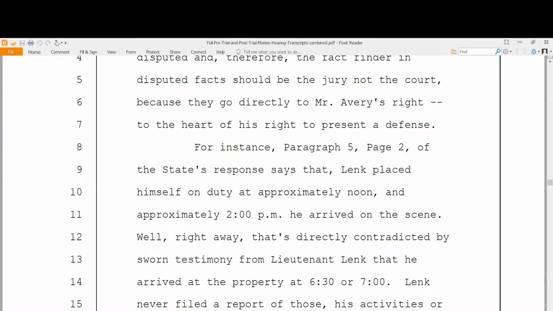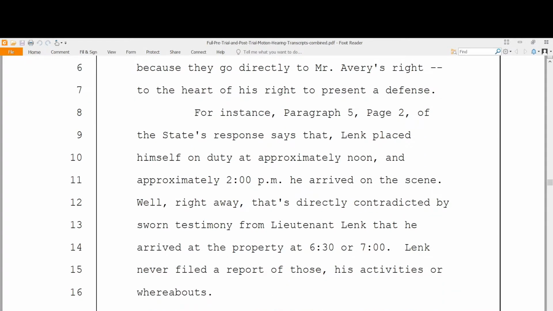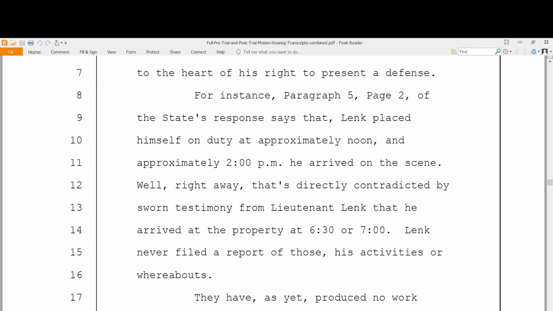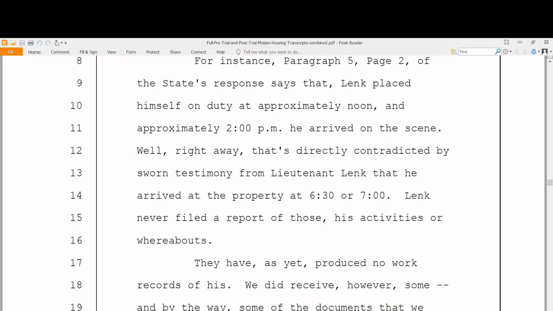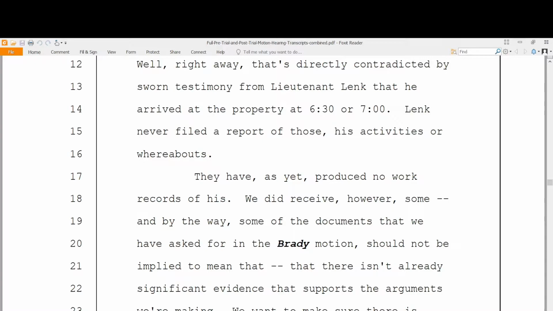For instance, paragraph 5, page 2 of the state's response says that Lenk placed himself on duty at approximately noon, and at approximately 2 p.m. he arrived on scene. Well, right away, that's directly contradicted by the sworn testimony from Lieutenant Lenk that he arrived at the property at 6:30 or 7 o'clock. Lenk never filed a report of his activities or whereabouts. They have, as yet, produced no work records of his.